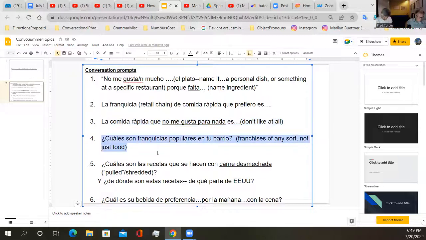Okay. ¿Cuáles son franquicias populares en tu barrio? Hay muy pocas franquicias en mi pueblo de Fountain Hills. Yo diría, I would say, que las dos franquicias más populares en Fountain Hills son Safeway y quizás Starbucks. Porque siempre hay por lo menos un Starbucks en cada pueblo. ¿Cuáles son franquicias populares en sus barrios?